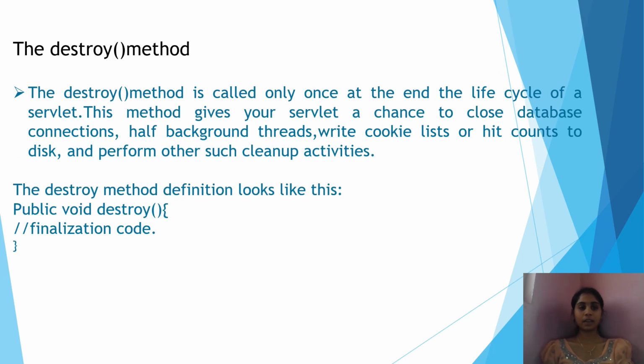Destroy method. The destroy method is the last method. In the destroy method, the servlet gets no more requests at that time, and it does cleanup activity. The destroy method is called only once at the end of the life cycle of a servlet. This method gives your servlet a chance to close database connections, halt background threads, write cookie lists, and perform other such cleanup activity.